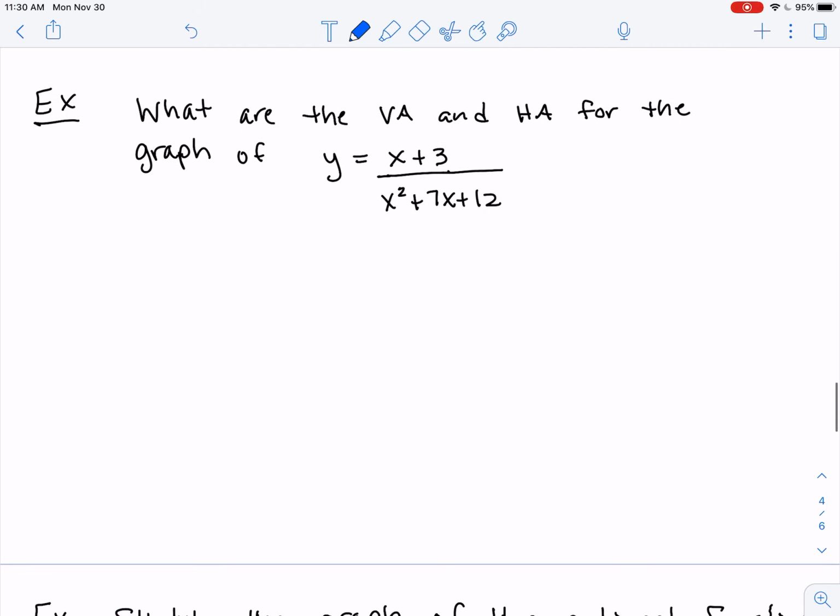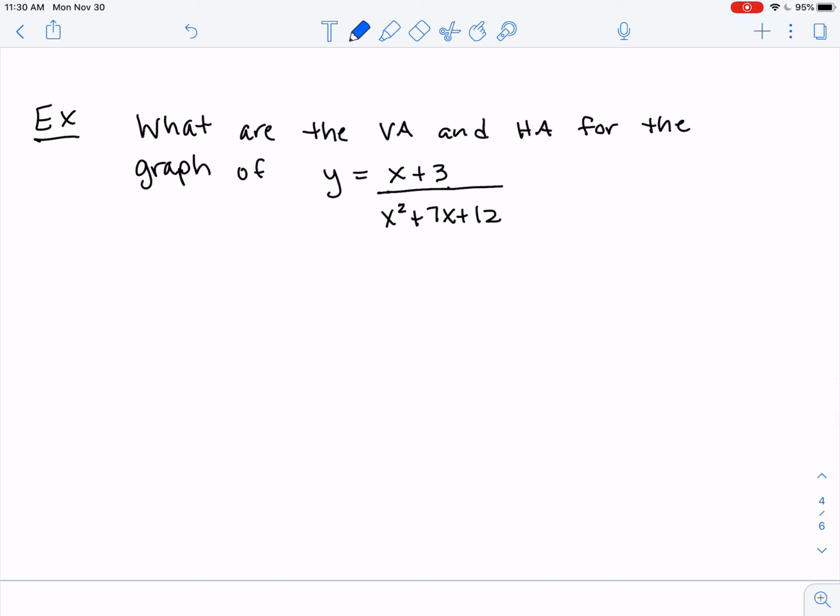Next example. What are the vertical asymptotes and horizontal asymptotes? Well, first thing you've got to do is factor. You have x plus 3 on the top. That's its own linear factor. I like to sometimes just put that in parentheses. Denominator is going to factor, and it's going to factor into x plus 4 and x plus 3. Notice the x plus 3 cancels.